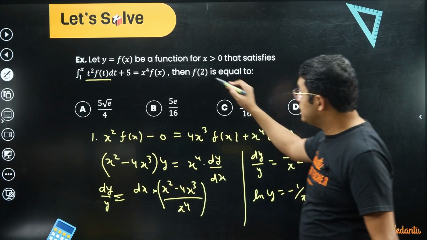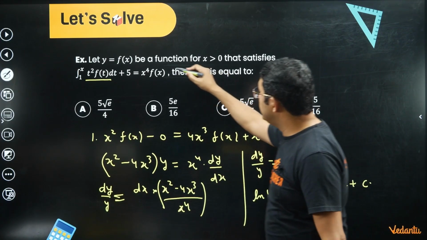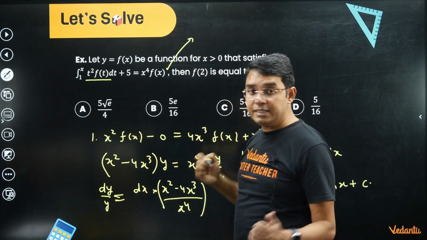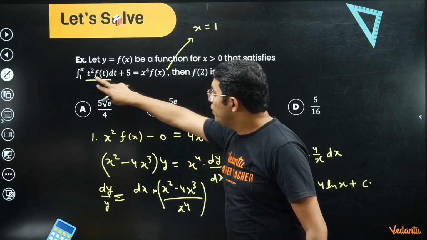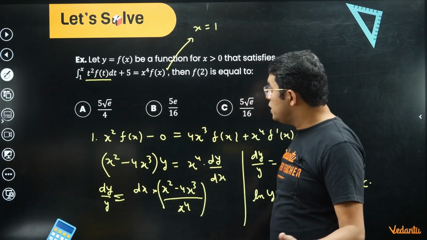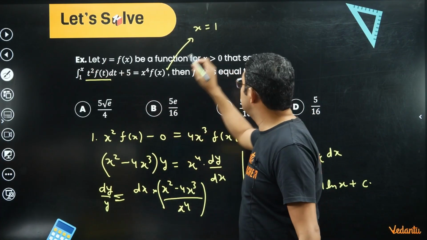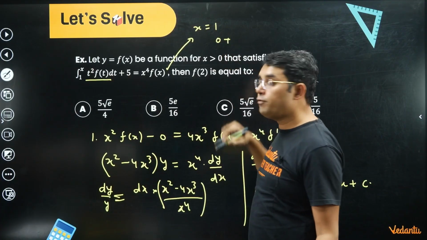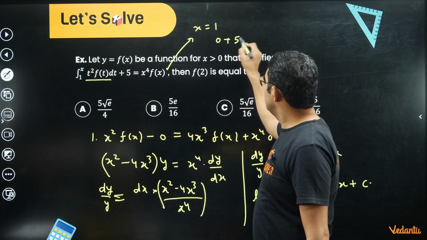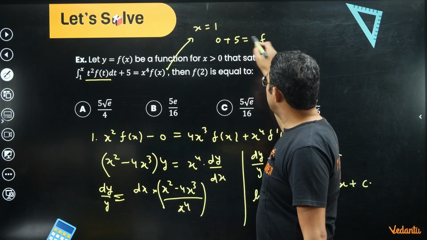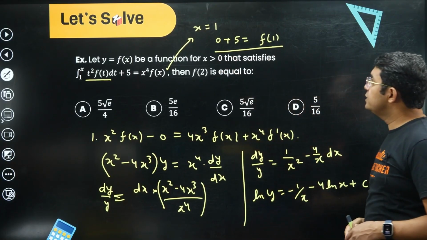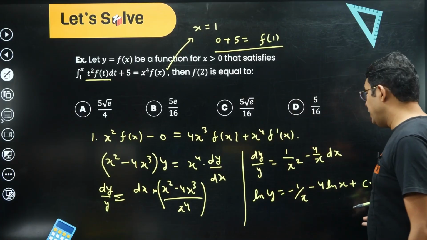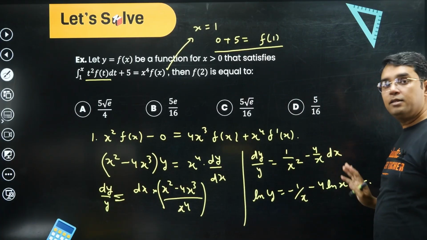Now dear students, in such questions we need to understand that the initial value is given here itself. If you put x equal to 1, both the upper and lower limits are equal, so the definite integral will be 0, whatever your function is, plus 5, and on the right hand side it is 1 into f(1). So the value of the function at 1 is just 5. We will use this to find the value of c.